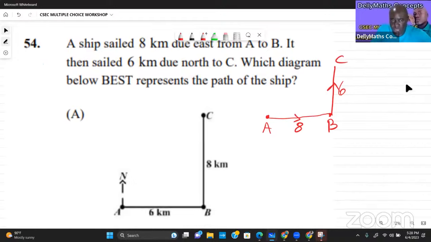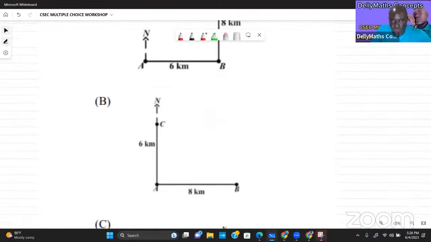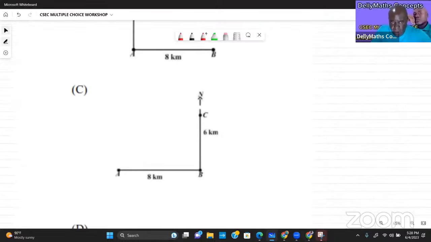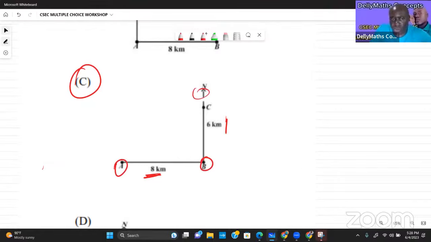So look for the answer. Look for which one matches with that. C, this is it. A, B, C, A to B to C. So the answer is that. You have to just look out for those.